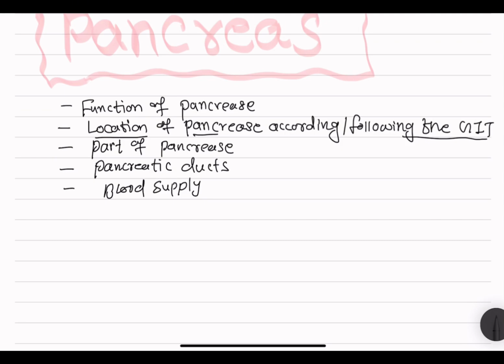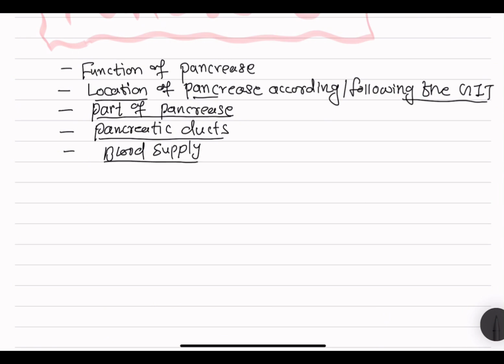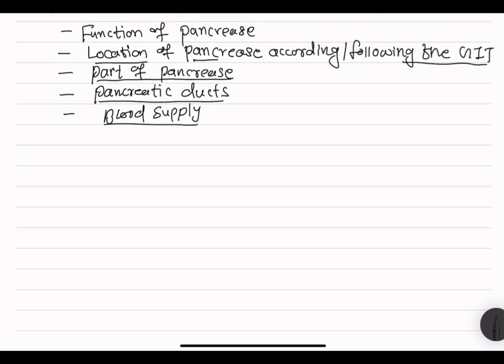And next will be the parts of the pancreas and the pancreatic duct, because there is also the major and minor pancreatic duct, so we have to understand about the pancreatic duct. And next is our blood supply, so it will help us to understand the location, blood supply and everything about this topic. So before going to discuss the function of the pancreas, first we have to know how the pancreas looks like.